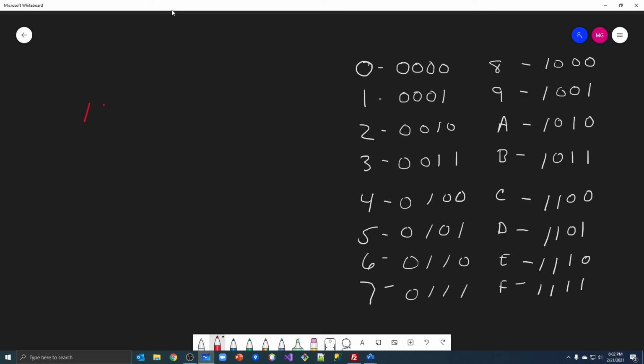111010111001. Okay. What's that binary number in hex? Divided into groups of 4. 1001 is 9. 1011 is 11, which is B. Okay. 1110 is E. So this number is EB9. So hex and binary conversions are very, very simple, as long as you can do this.